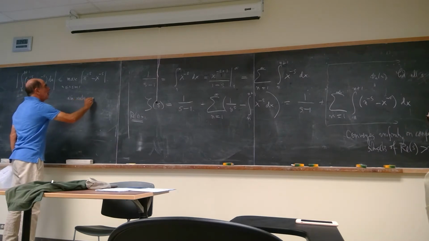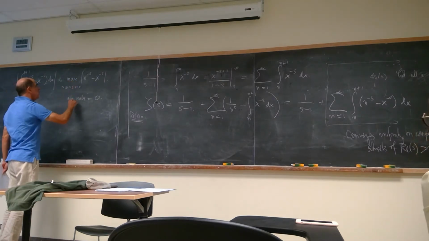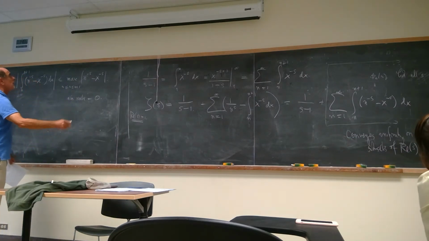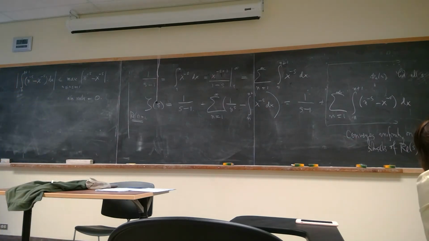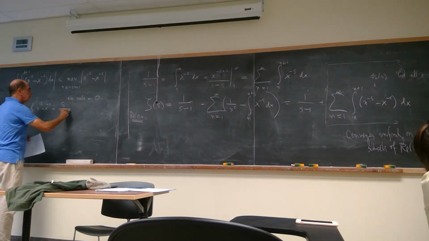Now the minimum value on that interval is 0, because you take x to be n. So we can estimate the maximum, which is the maximum minus the minimum, by the mean value theorem. Namely, it's the value of the derivative somewhere on the interval. So what's the derivative of n to the minus s minus x to the minus s? Well, n to the minus s is a constant, so you don't have to worry about it, and the derivative is s over x to the s plus 1.